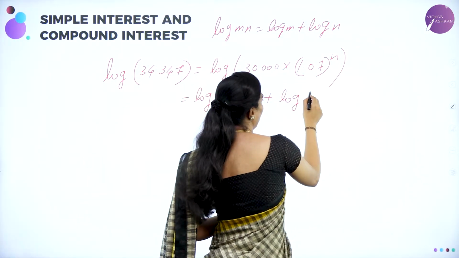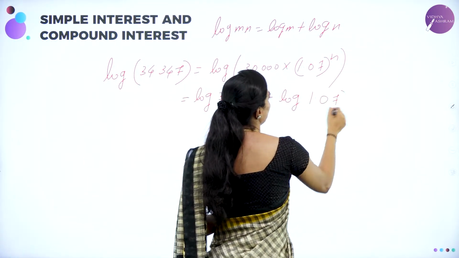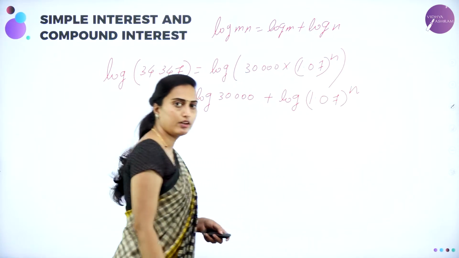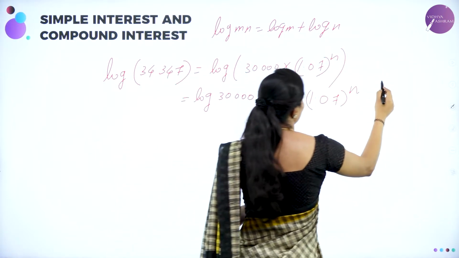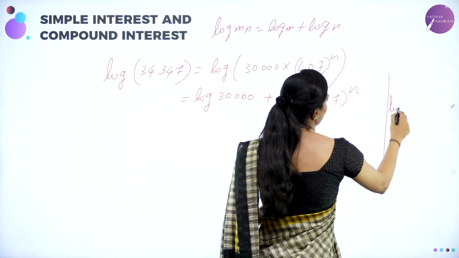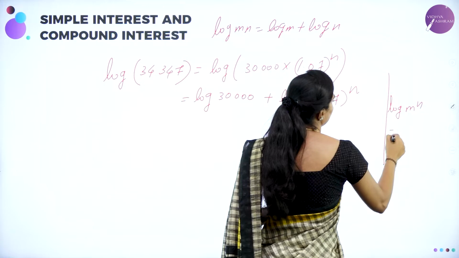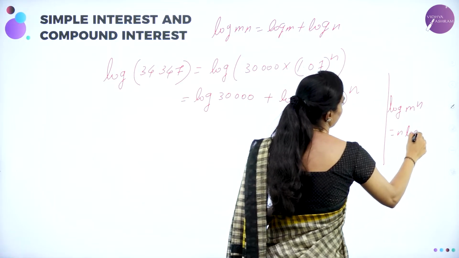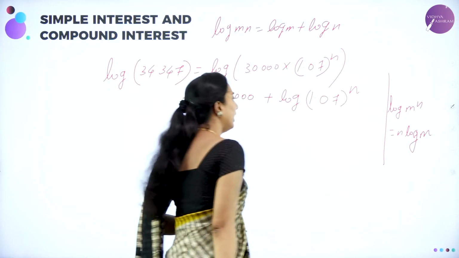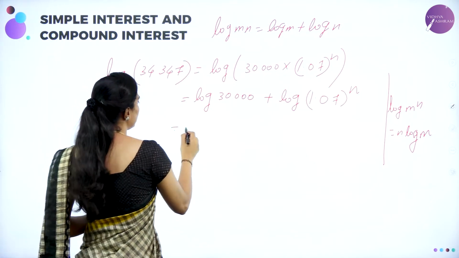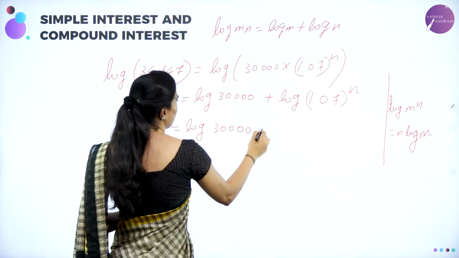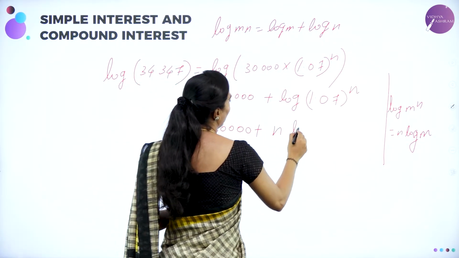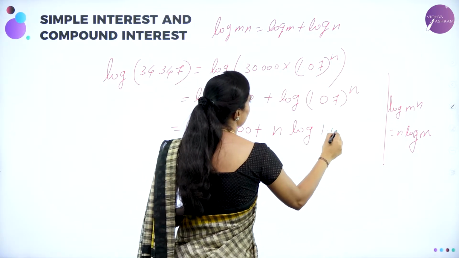plus log of 1.07 whole to the power of n. Right? Now this will look like log m power n. What is log m power n? Log m power n is n log m. Right? So you can have log 34,347 is equal to log 30,000 plus n log 1.07.